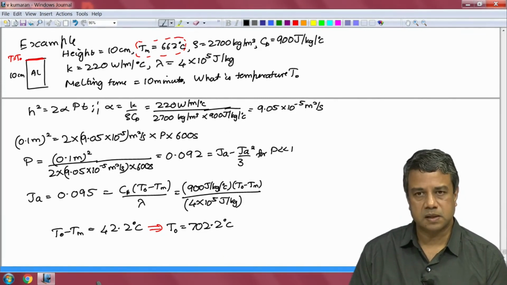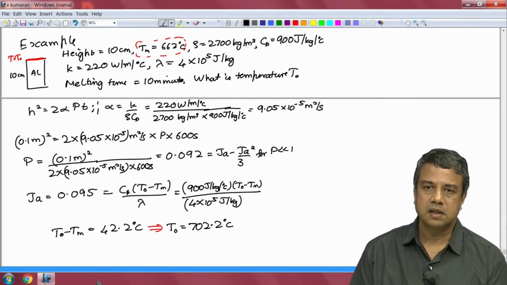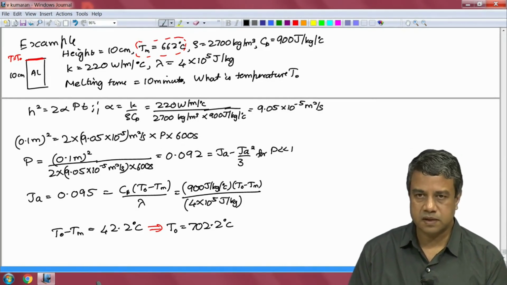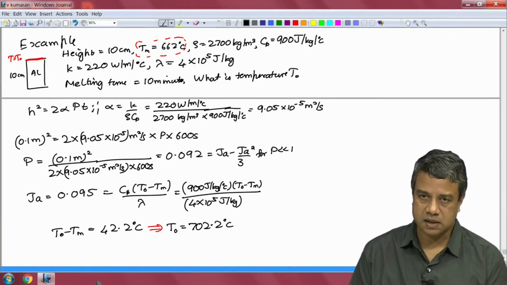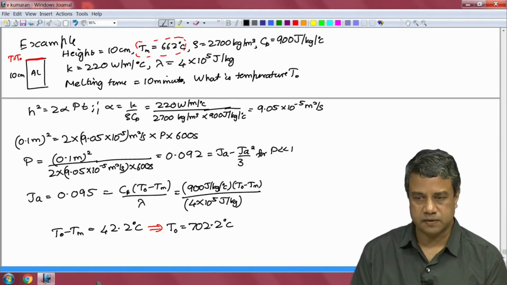So, this is a concrete example of where I can use this similarity solution for a time dependent length scale to actually design a process. So, this is an example of that.